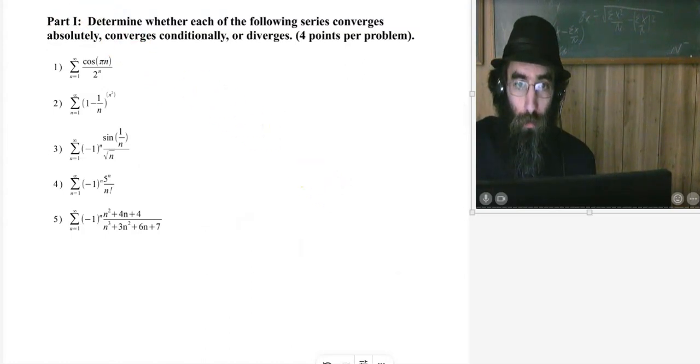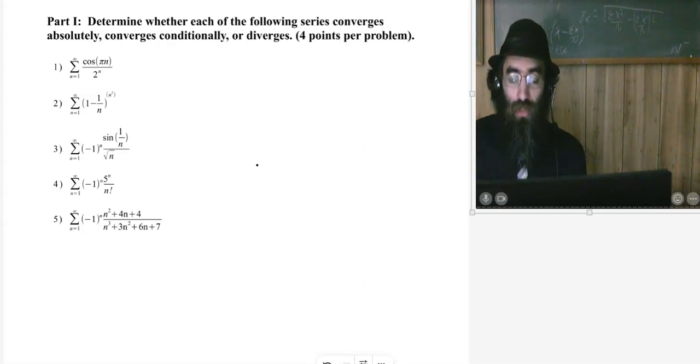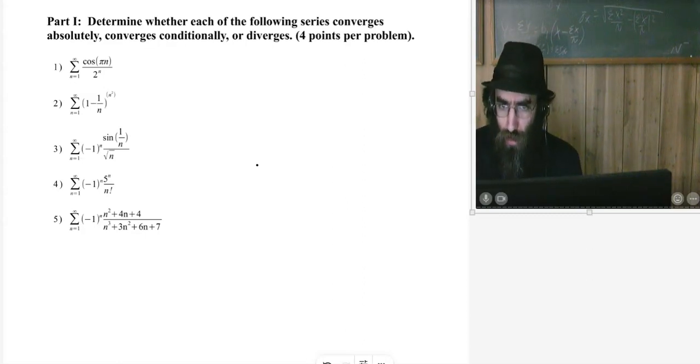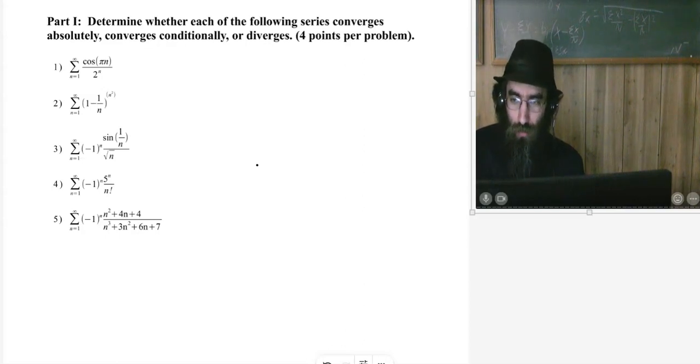For number 4, negative 1 to the n of 5 to the n over n factorial. This is, I mean, when you see the factorial in the denominator, pretty good giveaway that you either want a ratio test or possibly matching it to some sort of Taylor series. If you had to show what it actually went to, yeah, you might have to do a Taylor series. Here, just do a ratio test.